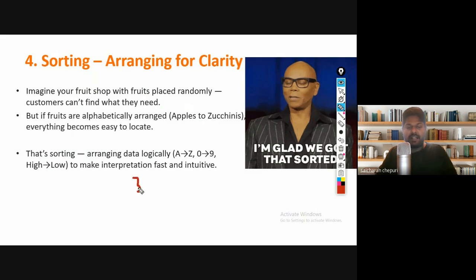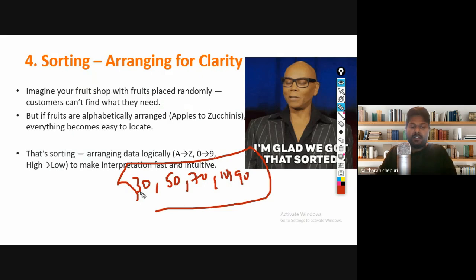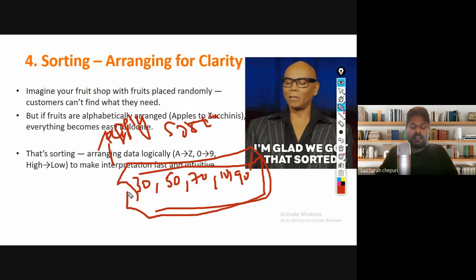So the data is randomly like this: 30, 50, 70, 10, 90. Although the data is stored organically, you don't have a particular pattern to it. So it is going to be difficult for you to figure out which customer has made maximum sales and which customer has made minimum sales. To figure that out easily, you're going to apply sorting on this data.